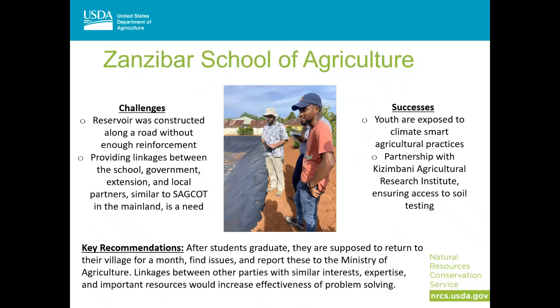Some key recommendations here are this school has a program where after students graduate, they're supposed to return to their village for a month, find any agricultural issues and report some of these to the Ministry of Agriculture. But the people who we were talking to were saying that sometimes there's a disconnect between the problems that people will go out and find and actually having any problem solving taking place.